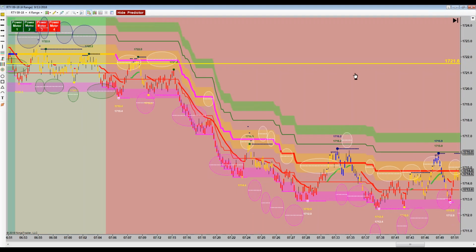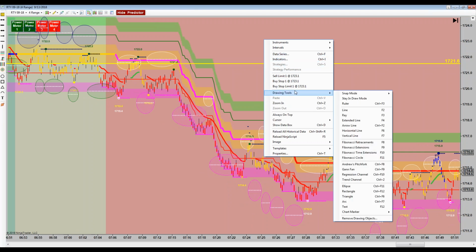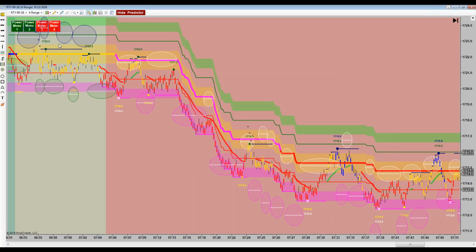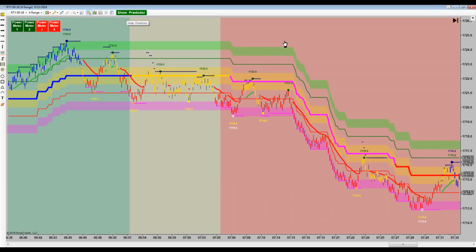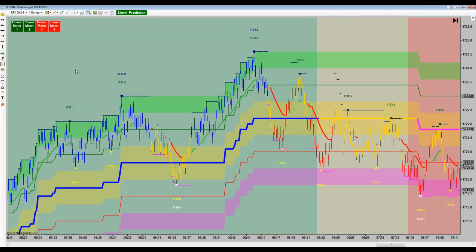Now, let me clean this chart off a little bit so we can get a flavor of what's going on here. I've got some old lines left on here, so let's just remove all drawing objects. The predictors are the bubble oval things that are support and resistance levels painting in real time. I'm going to take those off just for simplicity's sake right now. We're connected to a data feed through our broker, NinjaTrader brokerage, and that feeds us the instruments that we want to trade.